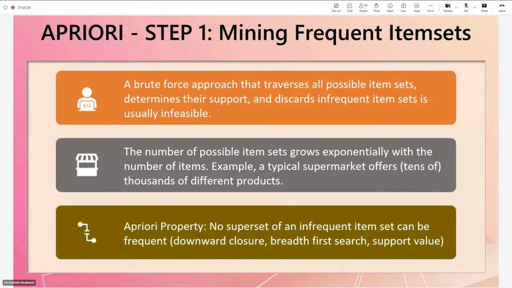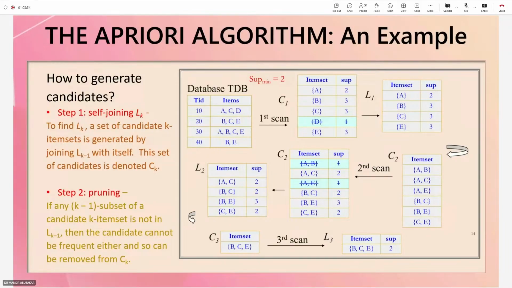Then the Apriori property: no superset of an infrequent item set can be frequent. That is downward closure, with the search space pruned by the support value. So with Apriori, as we said, we have to consider all these properties that we have listed earlier, and then we'll see how they work. So now let's look at this as an example with our transactions that we used to find the frequent items previously. So the first thing is how to generate the candidates, because we said the Apriori algorithm always generates candidate sets. So how does it generate the candidate set?